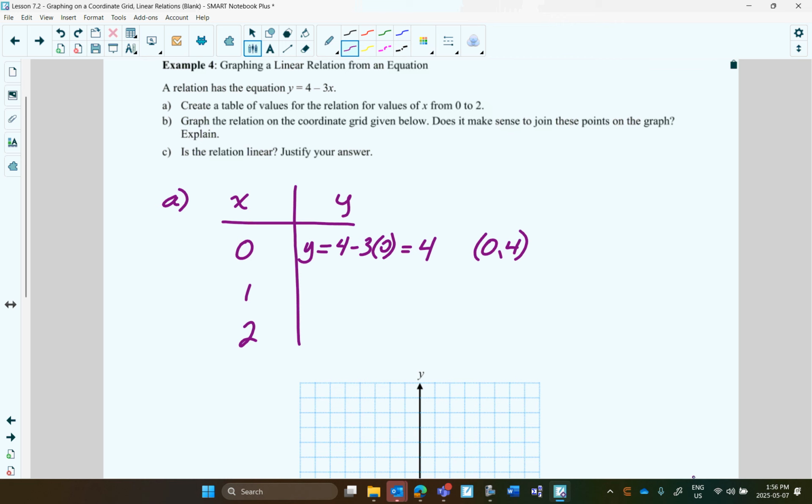What about if x is 1? Well, this time it would be 4 minus 3 times 1. So it's 4 minus 3, which is 1. That's the point 1 comma 1.